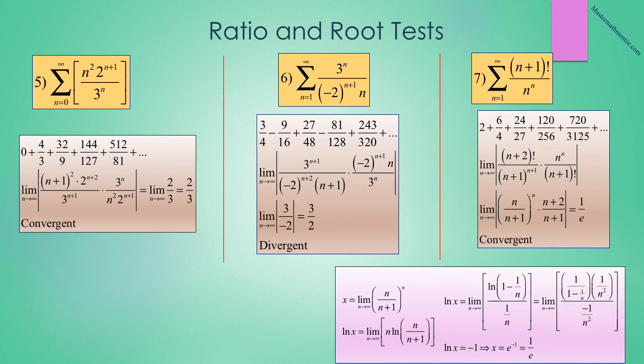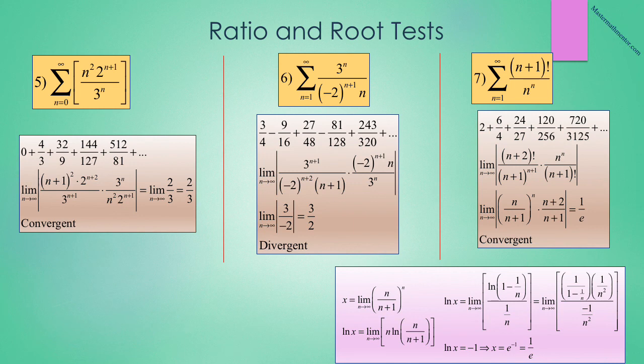We've let x equal the limit as n approaches infinity of (n over n plus 1) raised to the n. And we now take the natural log of both sides. And we get the natural log of x is equal to the limit as n approaches infinity of n times the natural log of n over n plus 1. We can do several things with this expression.